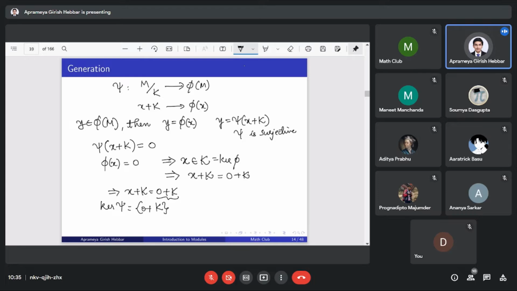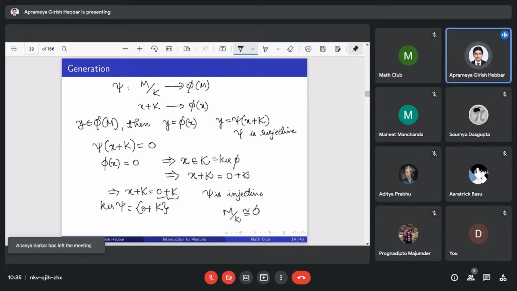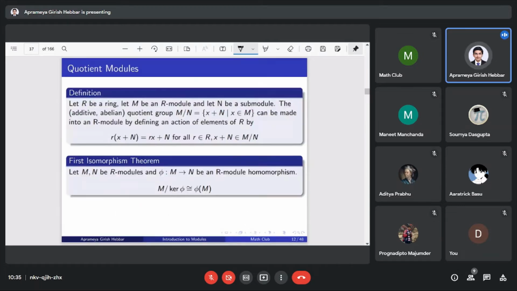So therefore, what do we have? We have that psi is injective. So this would mean that psi is an isomorphism, and we have M over K isomorphic to phi of M, where K was the kernel of phi. So this proves the first isomorphism theorem, and we are going to use this theorem in 2-3 more proofs. So basically, whenever we have an R-module homomorphism phi from M, we can always have this isomorphism: M over kernel phi isomorphic to image of phi.